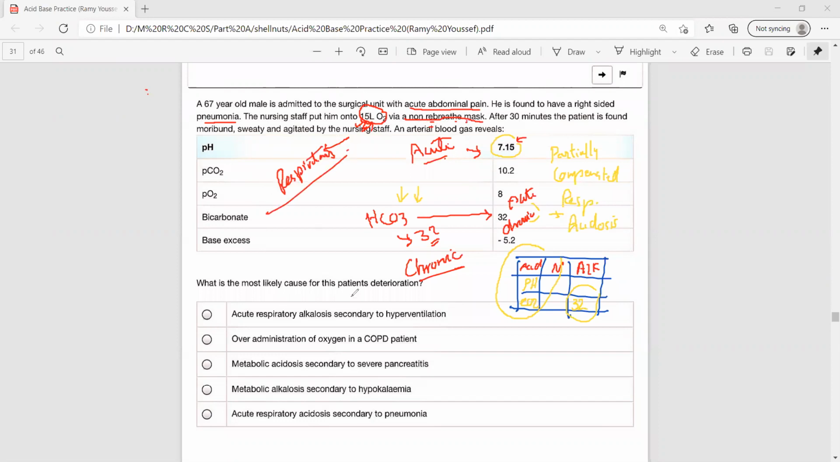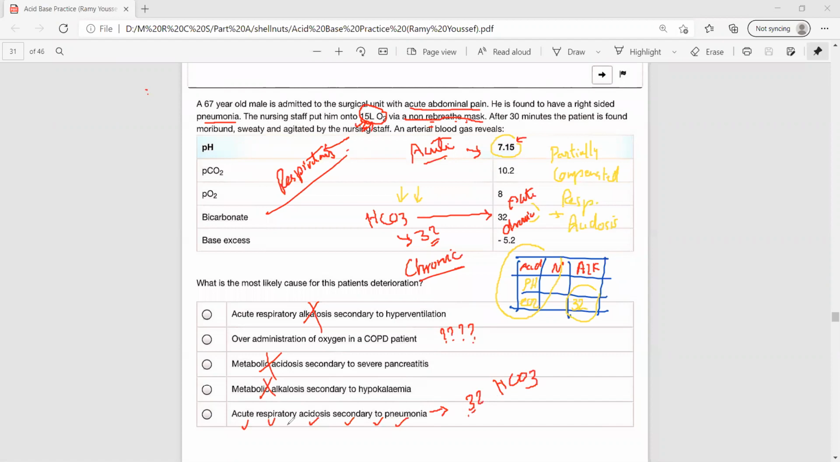Okay, let's go through the answers here. Acute respiratory alkalosis secondary: first of all, this is respiratory acidosis, so this is completely wrong. Over administration of oxygen in COPD. In the exam, I'm confused and I didn't understand this answer. Metabolic acidosis, no. Metabolic alkalosis, no. Acute respiratory acidosis secondary to pneumonia will not explain the HCO3 of 32.